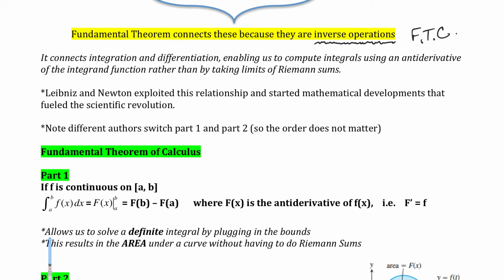So what does this do? This allows us to solve a definite integral by plugging in the bounds. This results in the area under the curve without having to do Riemann sums. So what this is telling me is I can take the integral over these bounds, plug them in, and I get the area, and I don't need to do Riemann sums. Part 1 tells me don't do Riemann sums anymore. Take the integral, and that gives you the area.